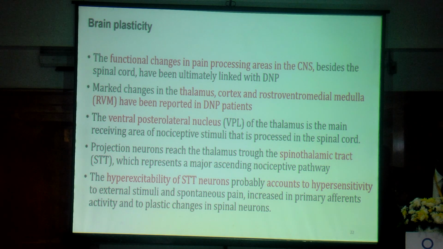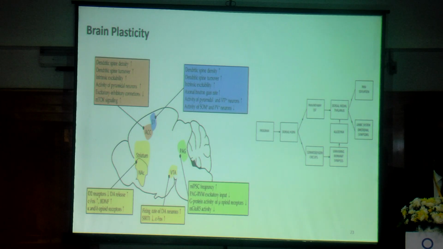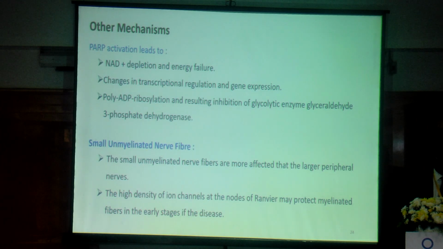Of course, the hyperexcitability of the SCT neurons, that is the spinothalamic tract neurons, probably accounts for the hypersensitivity to external stimuli and spontaneous pain, and an increase in primary afferent activity is seen, as well as plastic changes in the spinal neuron. So brain plasticity is one of the main factors contributing to diabetic neuropathy. And this is the diagrammatic representation of this. Of course, we have other mechanisms of PARP activation, that is NAD depletion and energy failure, and so many other pathways which I have told you.